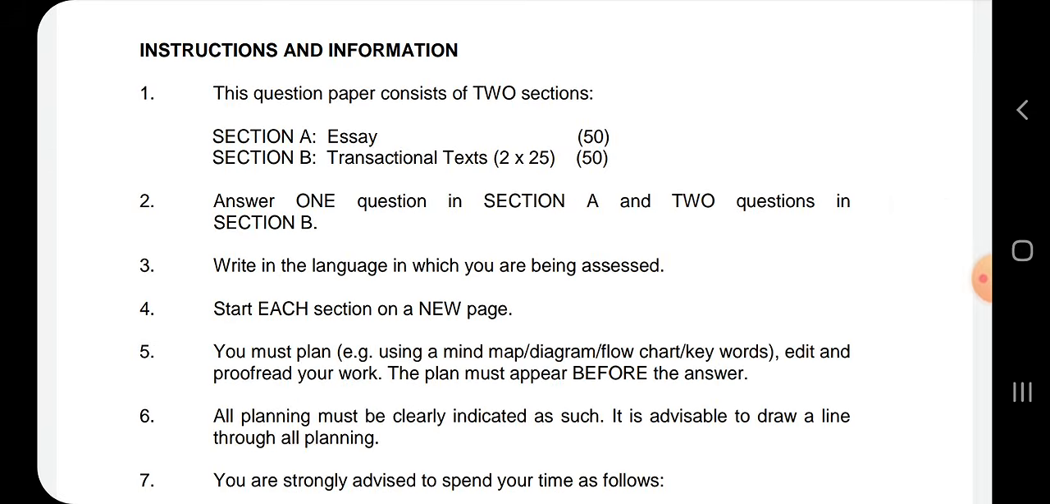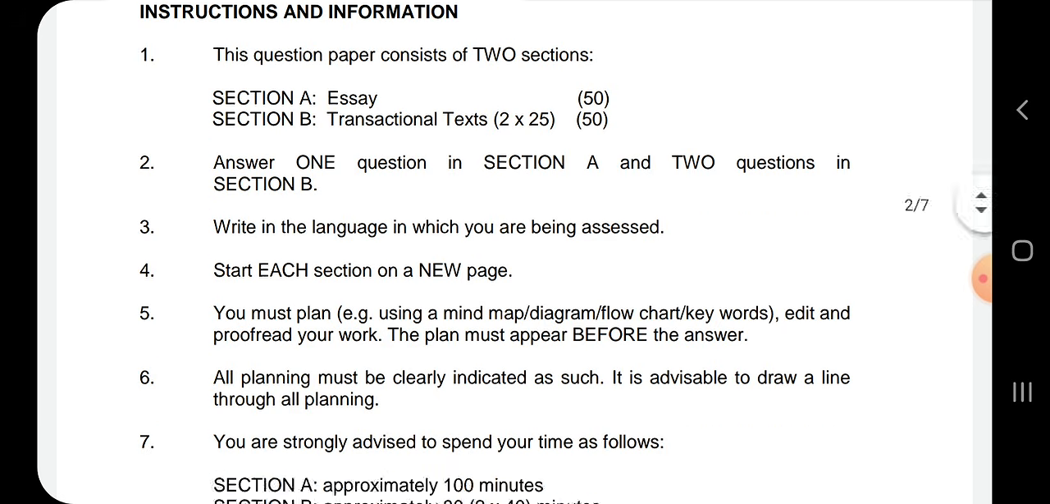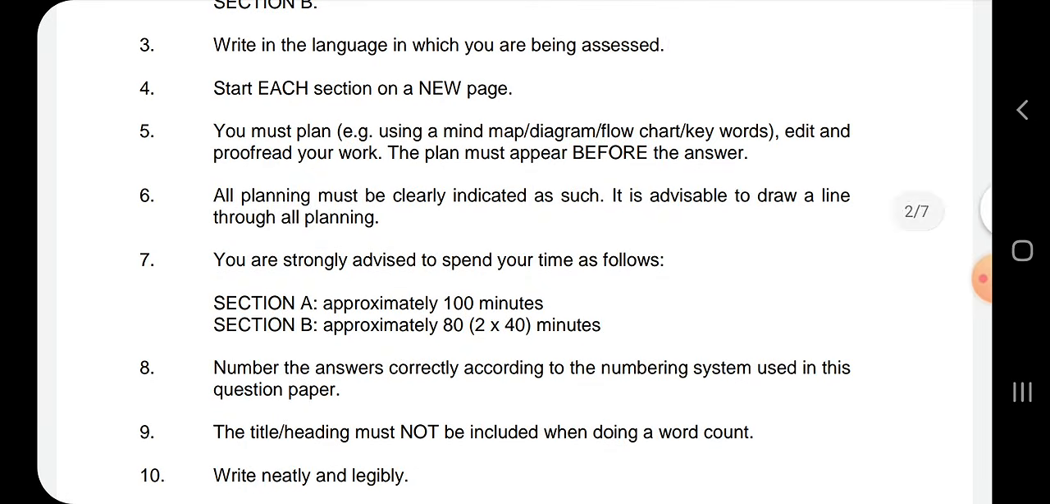Now, instructions and information. This question paper consists of 3 sections. Section A is the essay. Section B is transactional texts. Answer 1 question in each section. So 1 question in section A and 2 questions in section B, because those 2 questions in section B each carry 25 marks. Write in the language in which you are being assessed, English. Start each section on a new page.